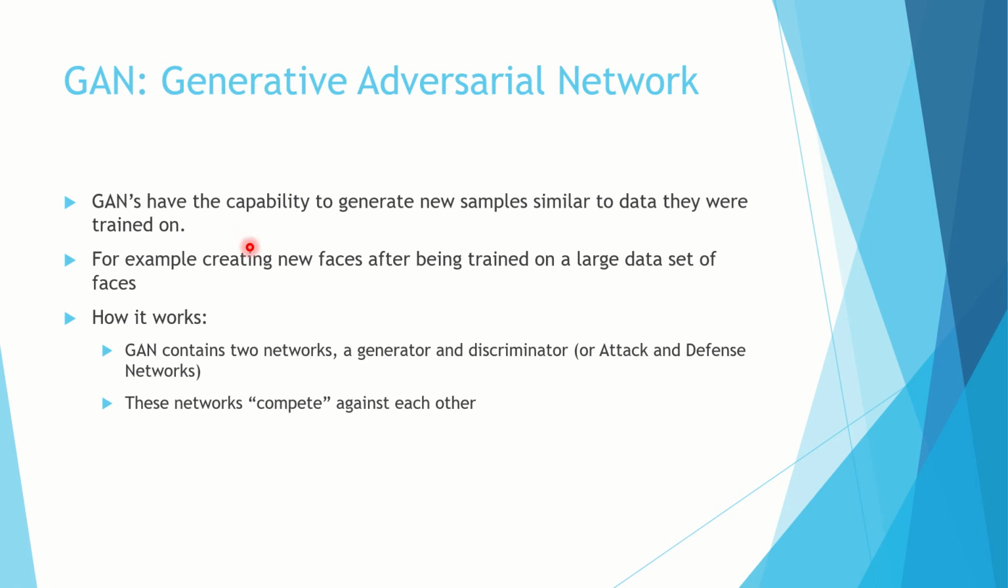GAN, or General Adversarial Network, has the capability to generate new samples similar to the data it was trained on. For example, GAN can create a new face based on a large data set of faces. How does it work? The GAN contains two networks, a generator and a discriminator. The generator is the attack and the discriminator is the defense. These networks compete with each other to create the new image.